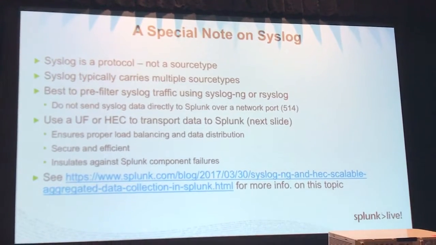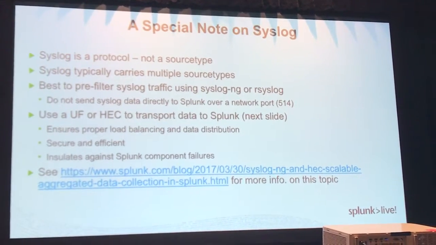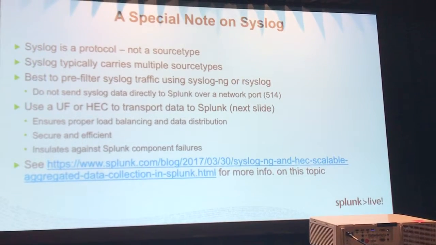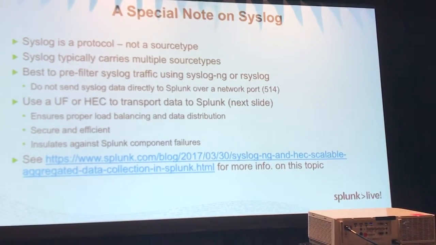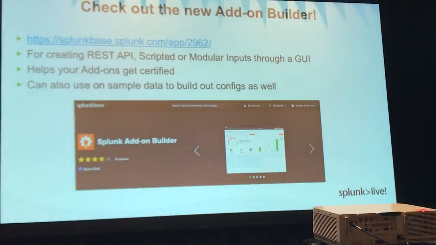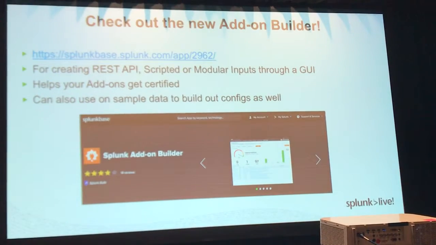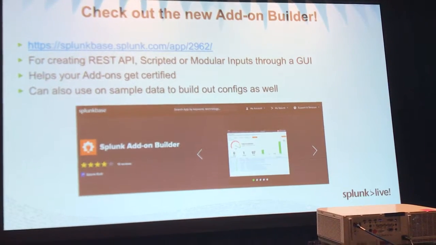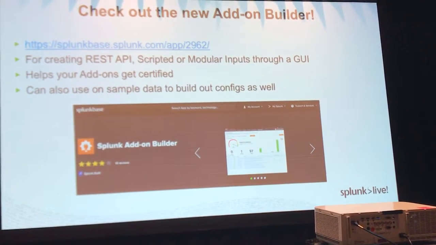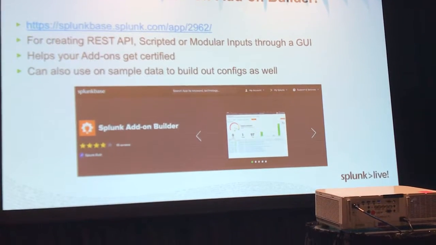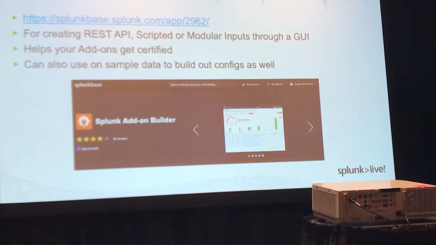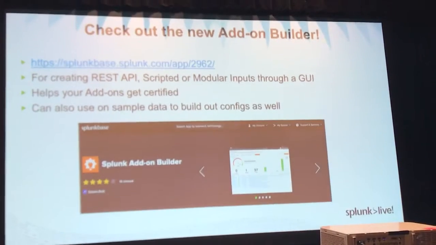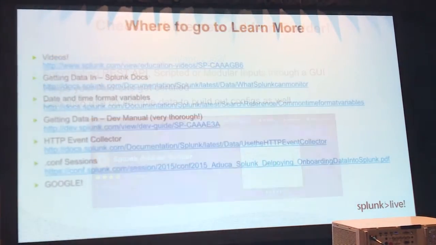And use things like syslog-ng or rsyslog to pre-filter the data before it's coming in. Use the universal forwarder and HEC where possible. You were asking how to build apps, or there were questions about apps. There is a new Add-on Builder available on Splunkbase. This is a fantastic resource for creating REST API, scripted or modular inputs, leveraging the GUI. That'll give you a great jump start for building content.